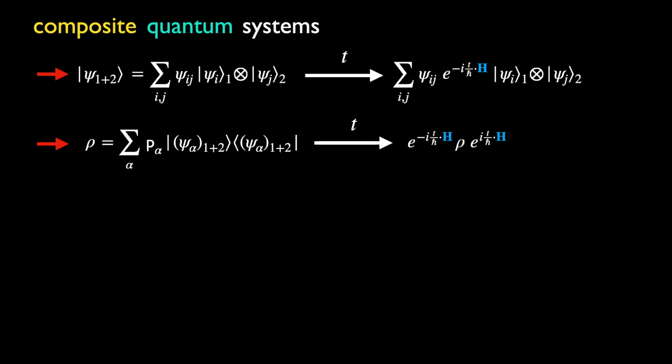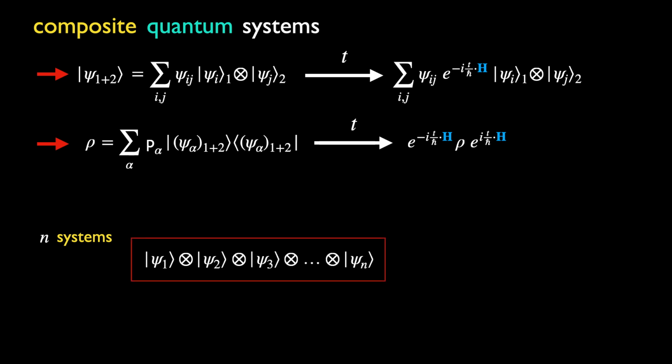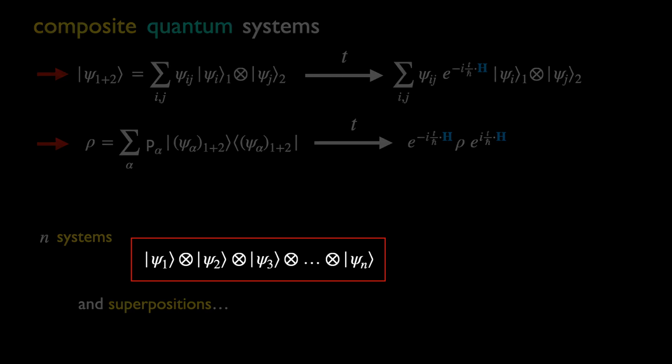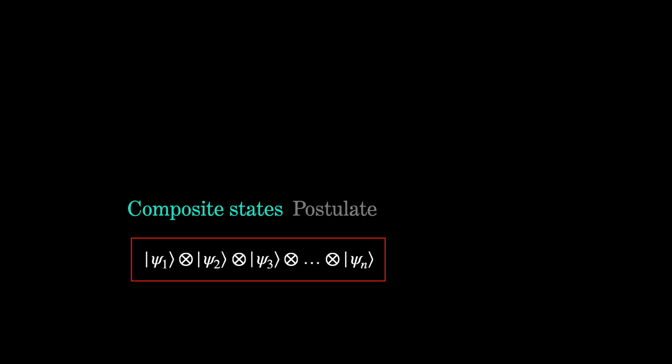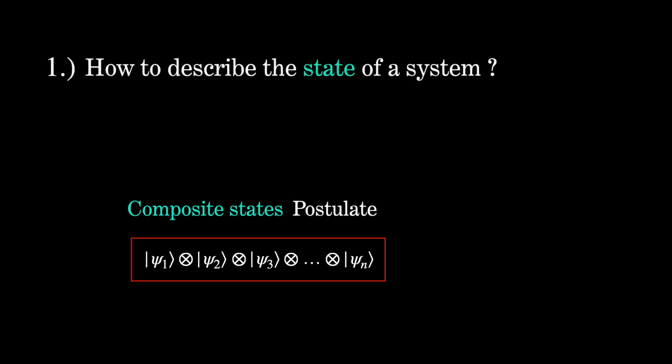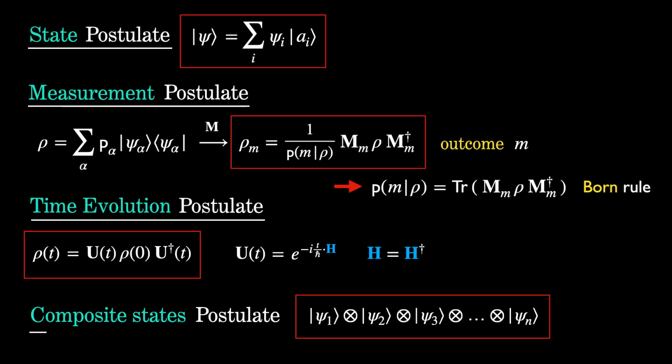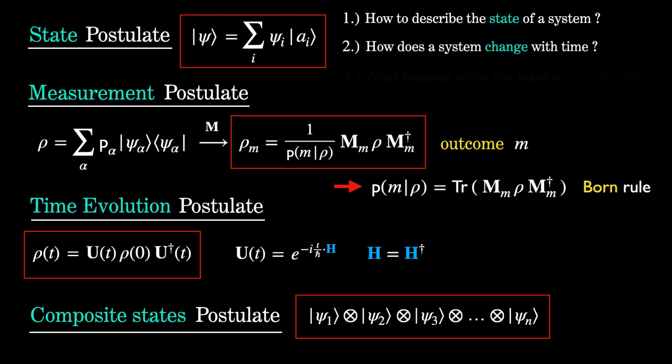Everything we did for two systems can be extended in a straightforward manner to n systems. Again, we start with the product states, then form any superpositions we like. This is the composite state postulate, and provides the second half of the answer to our first question. And so we have the four postulates of quantum mechanics. These postulates are how quantum mechanics addresses the three questions that any complete physical framework has to answer.